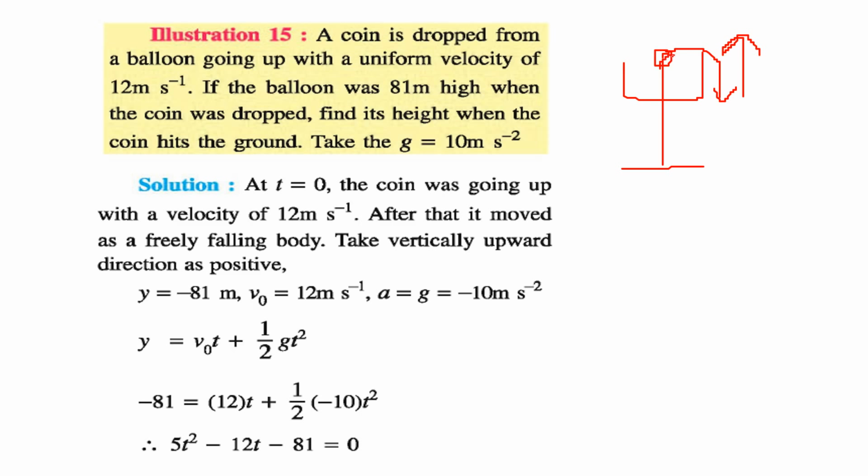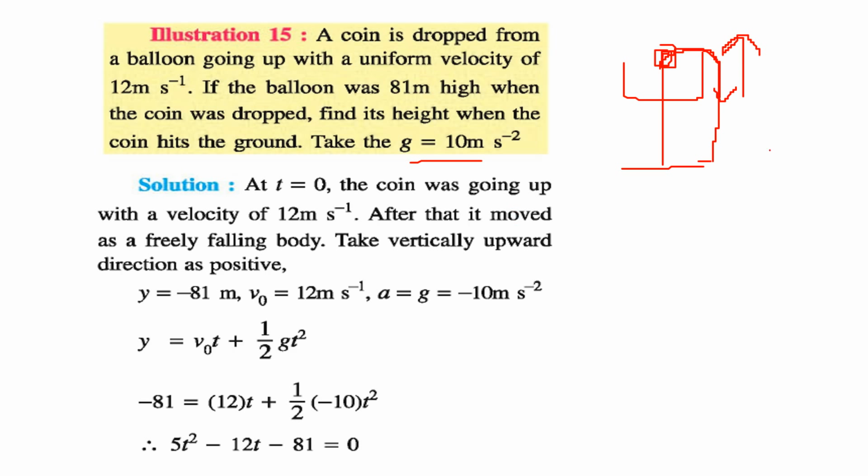So when the coin hits the ground here, we have to find the time. We have to take g equal to 10 meter per second square. So at initial point t equal to 0, the coin is inside a balloon. So what will be the velocity of coin? Initial velocity is the same as the velocity of balloon. So after that it moved as a freely falling body.